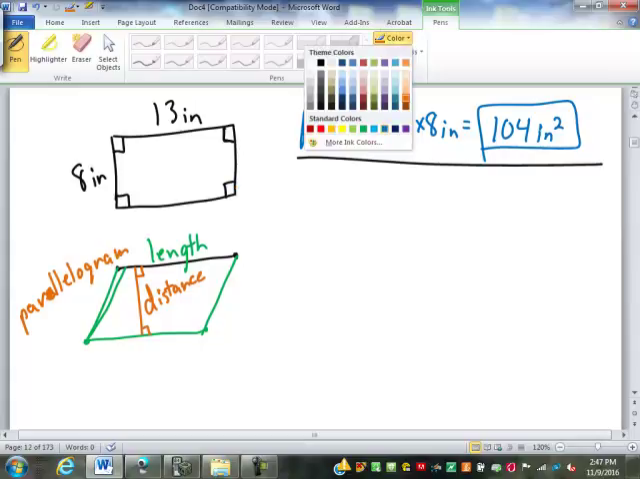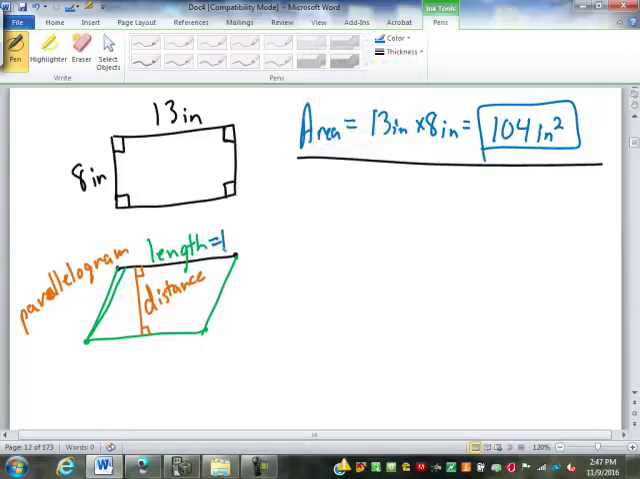So if this length is still 13 inches, and the distance between where we started with that side and where we stopped with it when we pulled it is still 8 inches, the area of this is still 13 inches by 8 inches, or 104 inches squared.